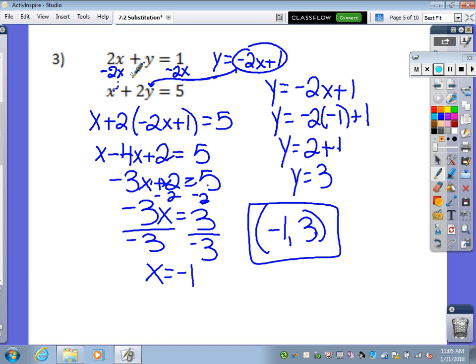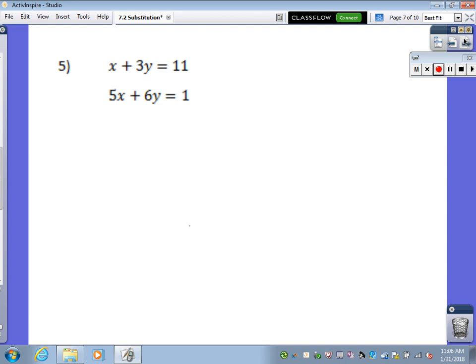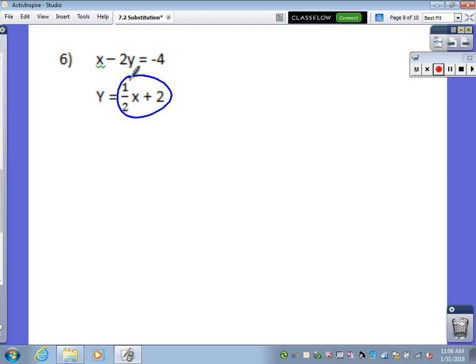Okay, so on your note sheet, your next job will be to do 4 and 5 as your tries. And we're going to look at 6 together on the back. This one, y is already solved for, so I'm going to circle it, draw my arrow, and replace. Making sure I'm down to one variable. 2 times 1/2 is 1.